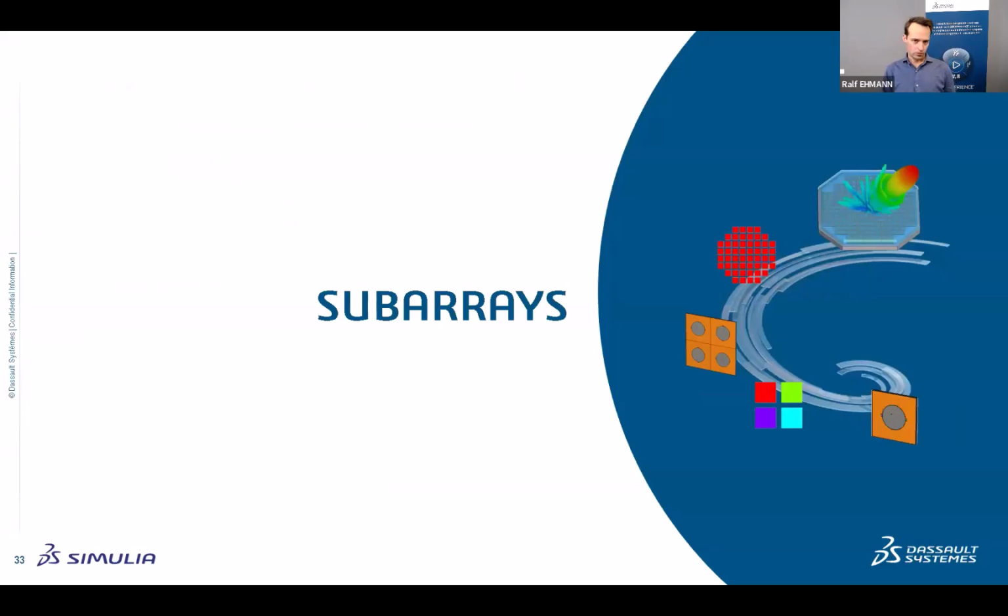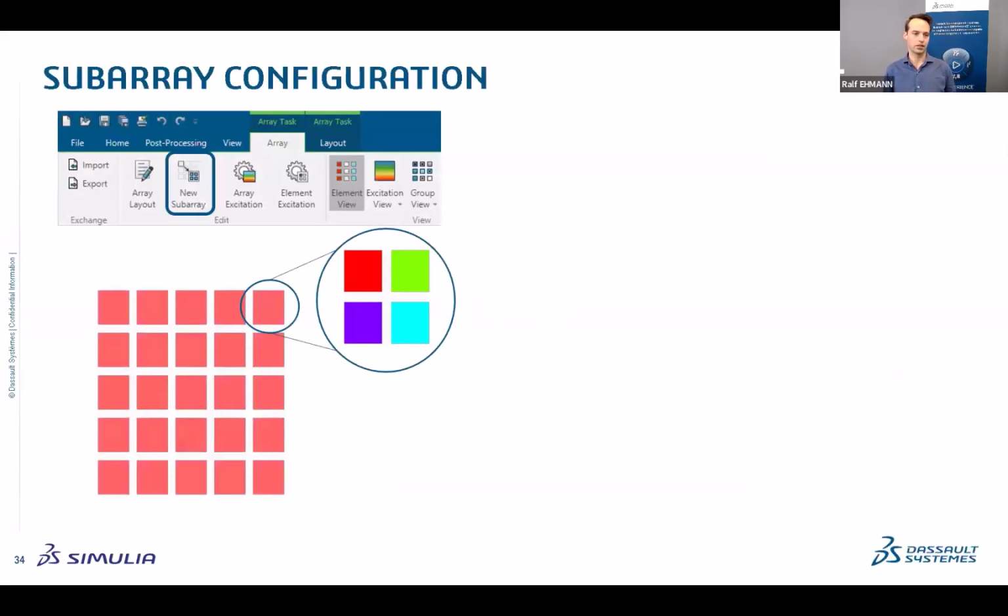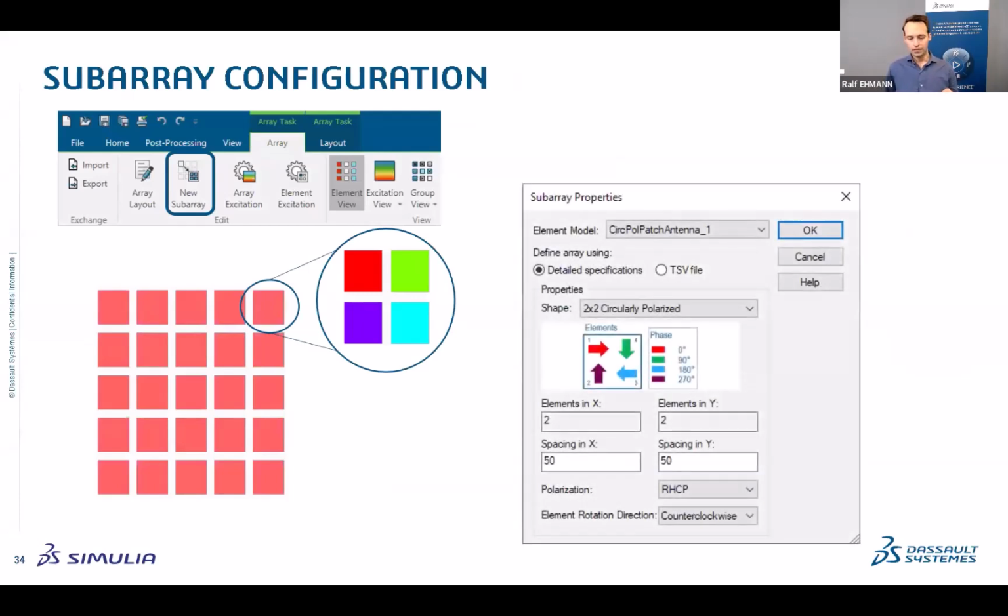So this brings me then to just briefly the last topic, which is the topic of subarrays. We recently introduced this functionality in the array task, so that you can configure it with subarray elements. So each of these elements actually represents a subarray, and you can see then, the same way, you can select shapes and things to specify for the subarray as well as the element model being used.